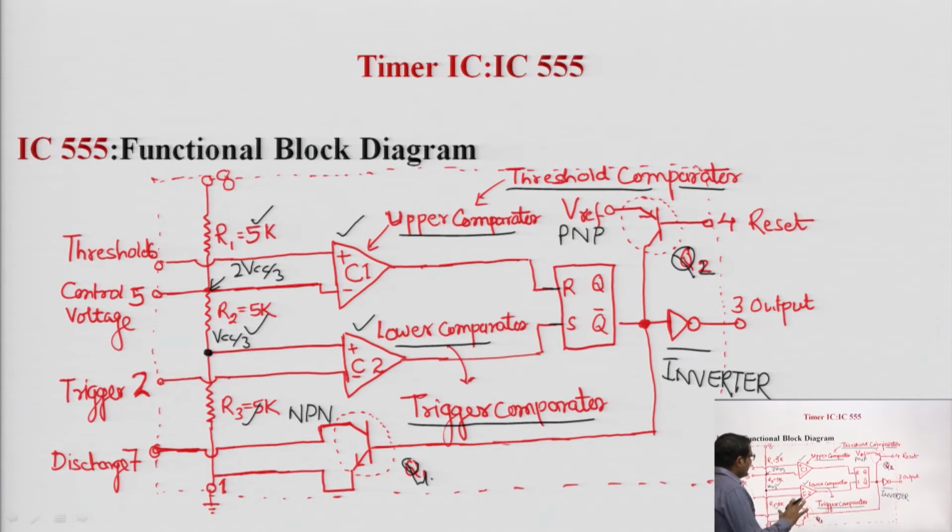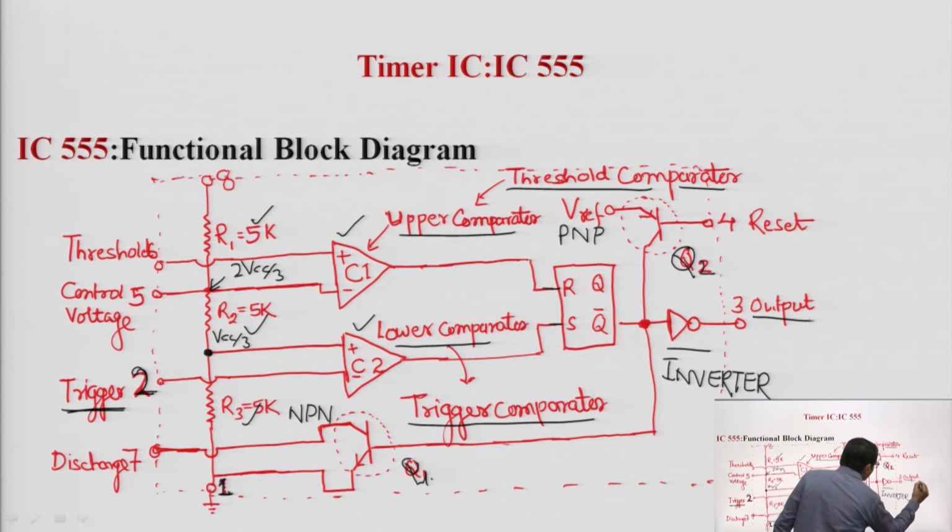Okay. Now, in the previous slide we discussed the pin numbers, all the pins. Here pin number 1 is ground. Pin number 2 is the trigger pin, and it is associated with the inverting terminal of comparator C2. Pin number 3 is the output, the output is taken from pin number 3.